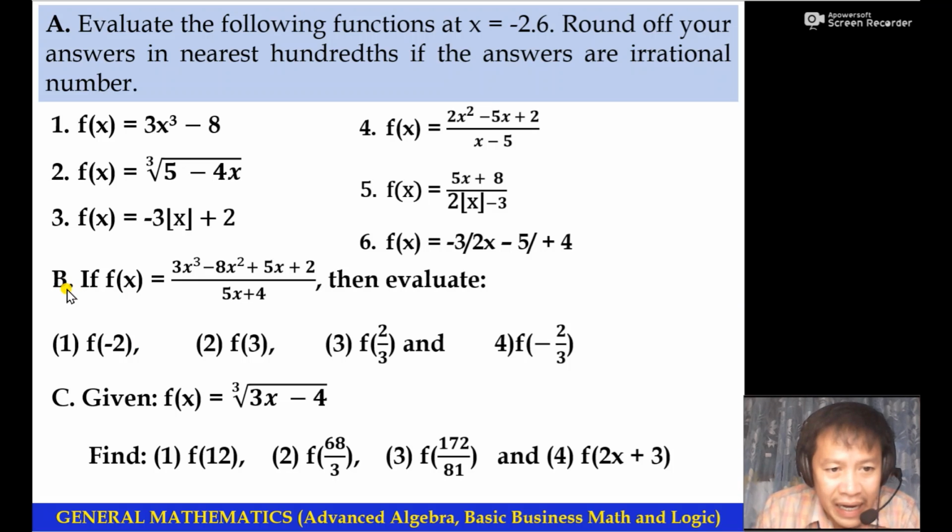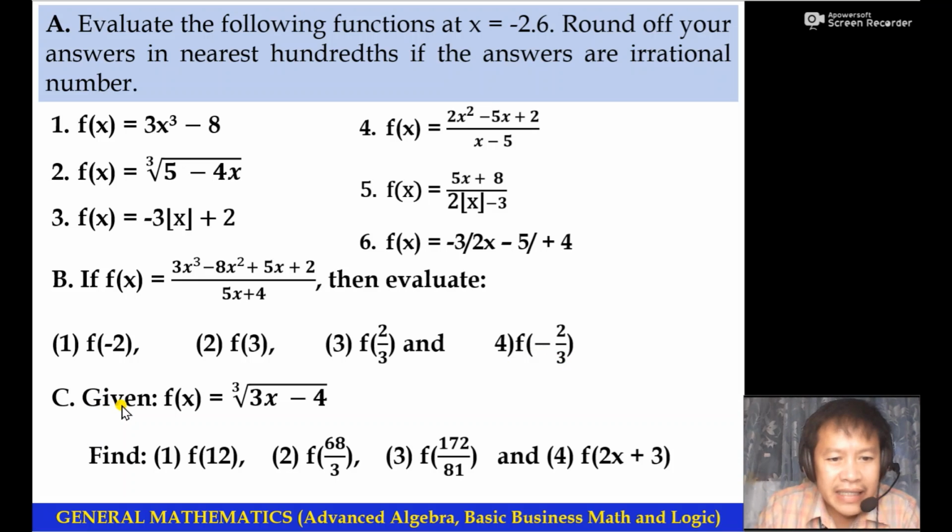And letter B, if f of x is equal to 3x cubed minus 8x squared plus 5x plus 2 all over 5x plus 4, and this is a rational function, then evaluate. Number 1, f of negative 2. Number 2, f of 3. Number 3, f of 2/3. And number 4, f of negative 2/3.